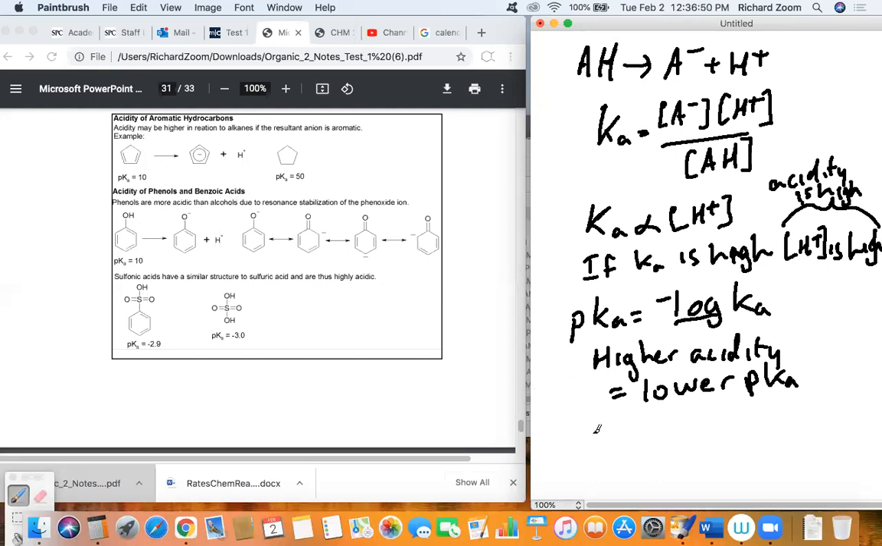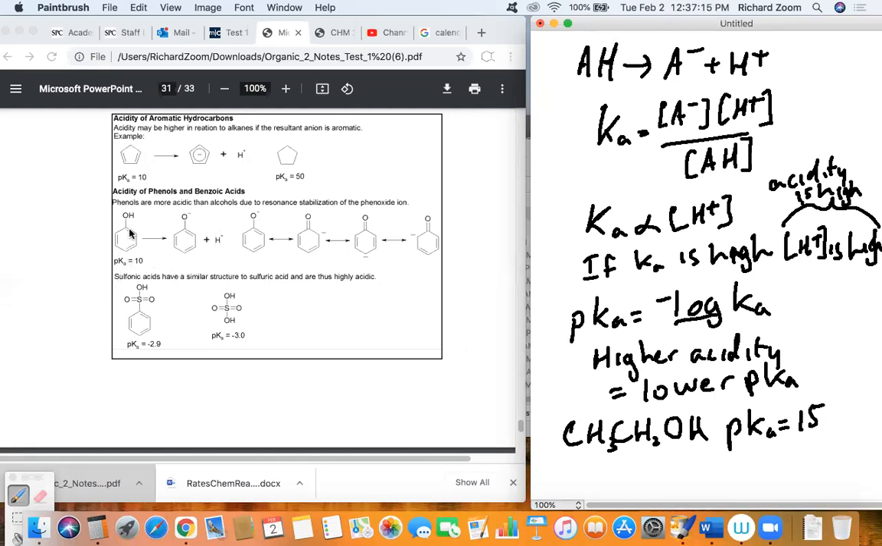Now, when you talk about a regular alcohol, for example, ethanol, that has a pKa of around 15. It's pretty close to water, which has a pKa of about 14, which is the top of the pH scale, if you remember. There's a reason for that.